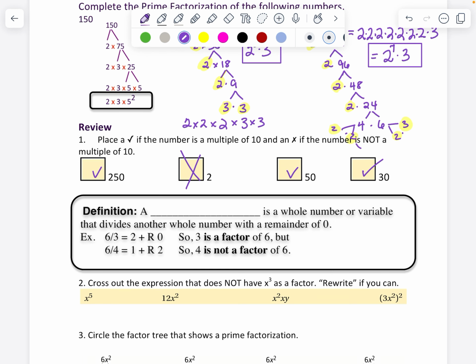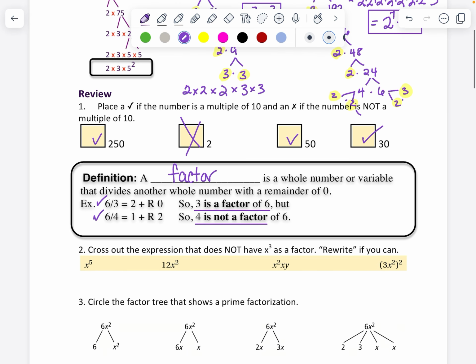Now, the topic in here, a factor, you probably figured that out. A factor is a whole number or variable that divides another whole number with a remainder of 0. So 6 divided by 3 is equal to 2 with a remainder of 0. So 3 is a factor of 6, okay? And I know you know this. And then 6 divided by 4 is 1 plus a remainder of 2. So 4 is not a factor of 6 then, okay?